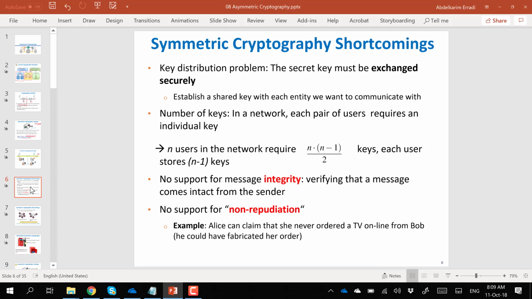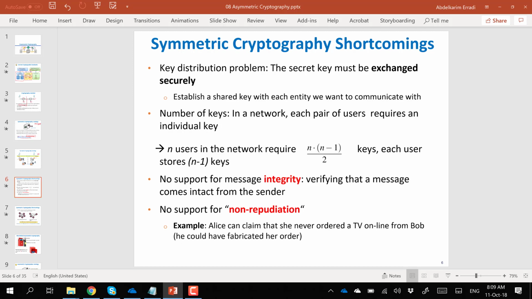So you don't feel guilty that we wasted a couple of weeks discussing things that nobody uses. That's not the case. We use both of them at the same time. In the real world, we call it a hybrid crypto system. It combines both. Okay, so these are the limitations.